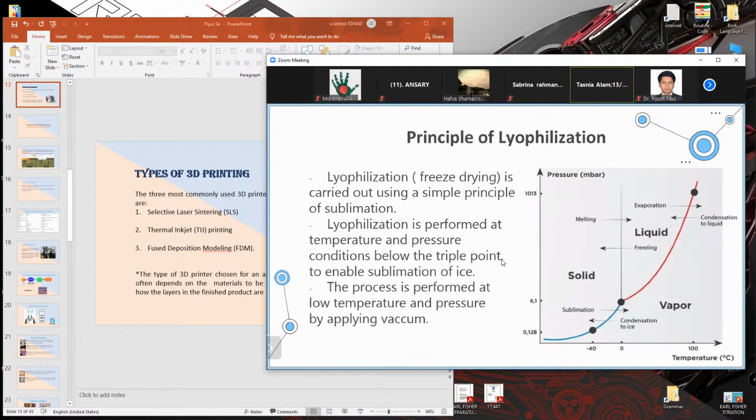Lyophilization is carried out using the simple principle of sublimation. Lyophilization is performed at temperature and pressure conditions below the triple point to enable sublimation of ice. The process is performed at low temperature and pressure by applying vacuum. Next slide.